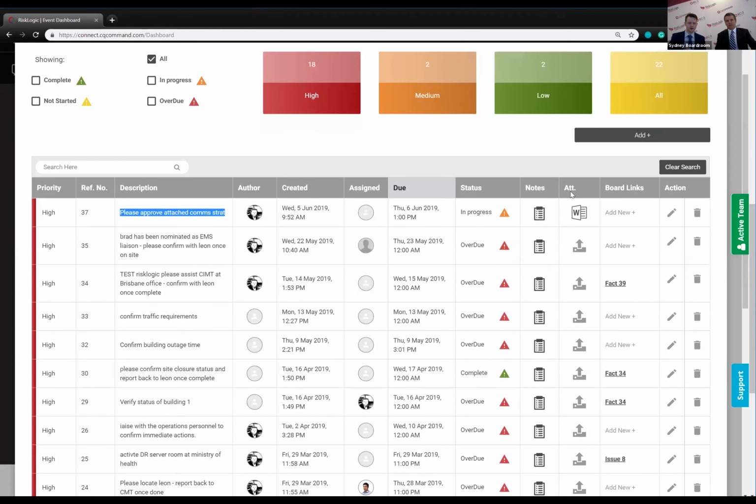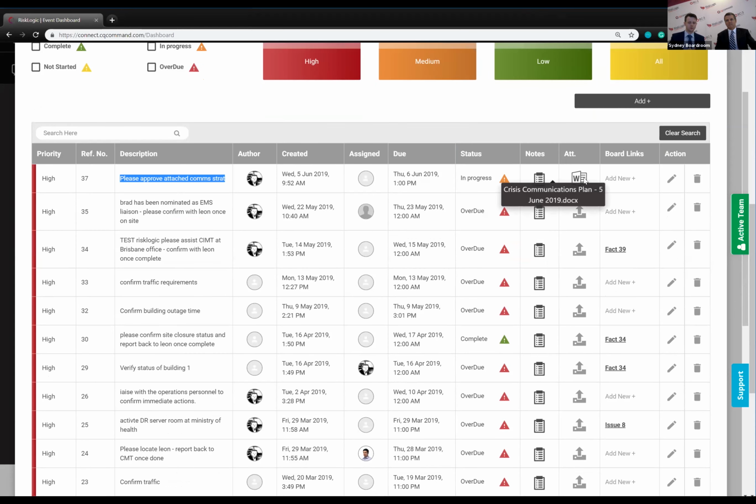We can also then add attachments. That could be, if I've drafted up a comm strategy that I need Tim to approve, I've attached it, and he receives an SMS. When he jumps into CQ Command, he can then access that, start viewing through it and provide his commentary on that matter.